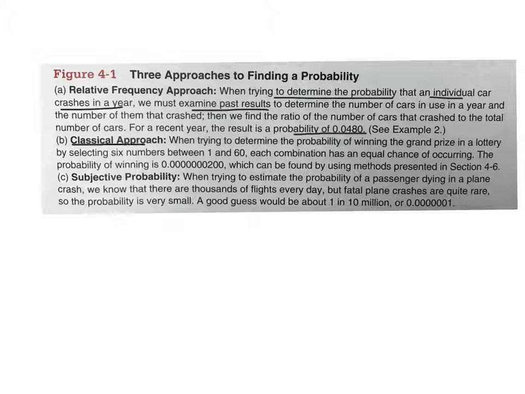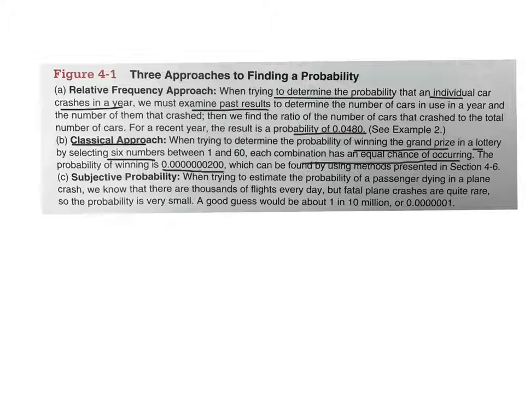Now, the classical approach, you can actually use math. If you're trying to figure out the probability of winning a grand prize in a lottery by picking 6 numbers, and here's the deal though, every combination has an equal chance of occurring. That's what means you can use classical. Mathematically, we can figure out that chance, and that's really pretty accurate. We're going to find out how to do that later in chapter 4, but not yet. But you can do that mathematically.